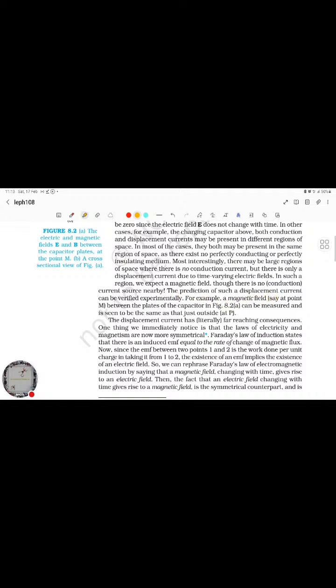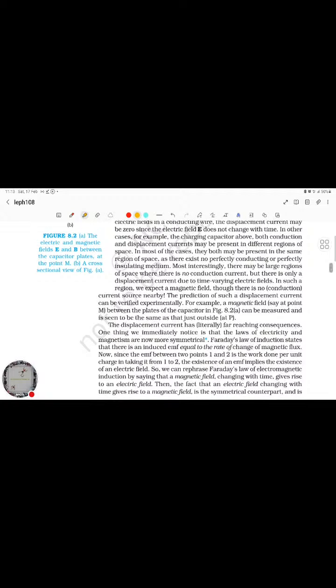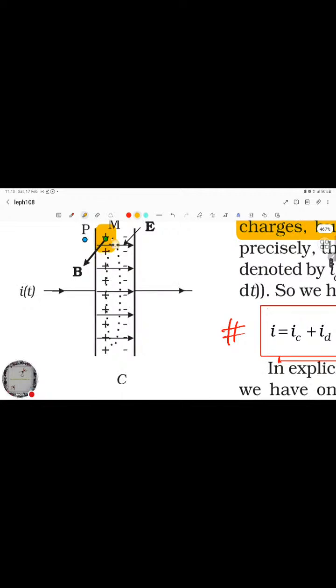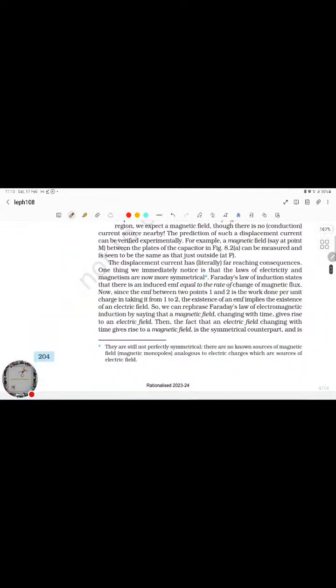The prediction of such a displacement current can be verified experimentally. For example, a magnetic field, say at point M between the plates of the capacitor in figure 8.2a, can be measured and is seen to be the same as that just outside at P. That is, if I am trying to calculate the value of magnetic field at point M, which is just inside, and just outside, the value of magnetic field induction is going to be nearly the same. Okay, fine.